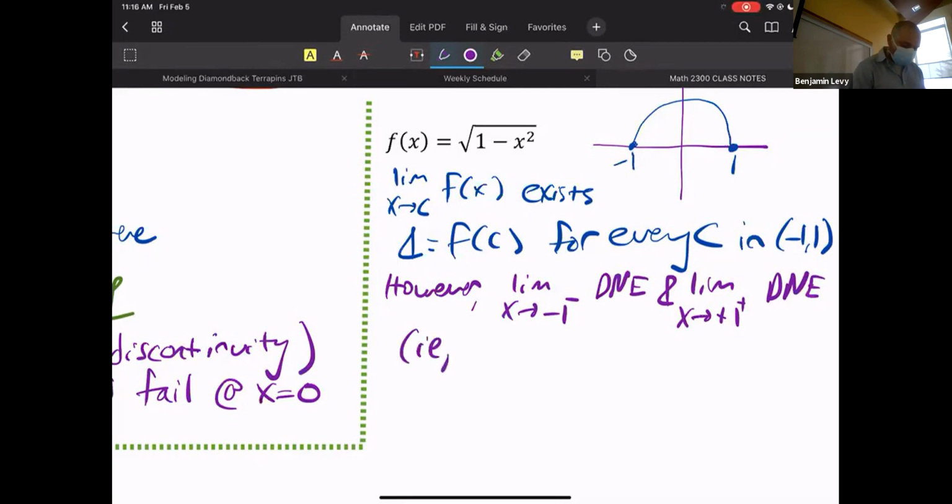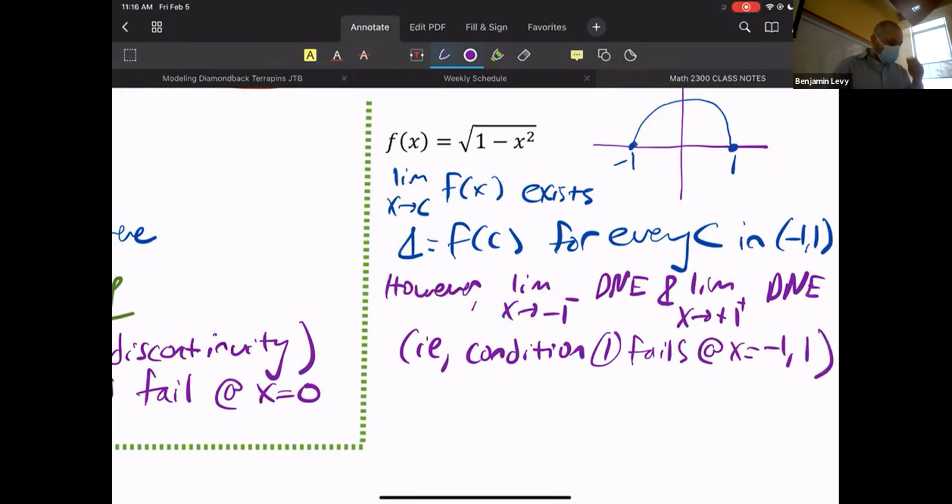In other words, condition 1 fails at x equals -1 and 1. And so we would say this function is continuous on the open interval -1 to 1. Right, so kind of final takeaway then.